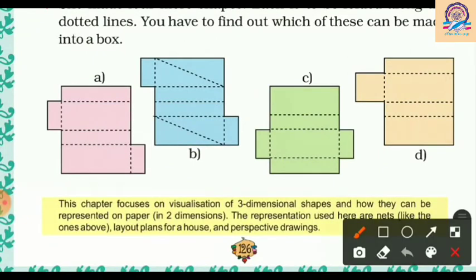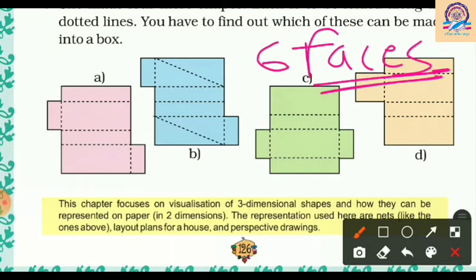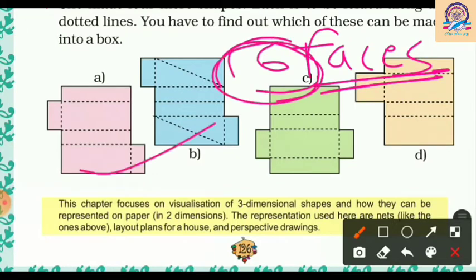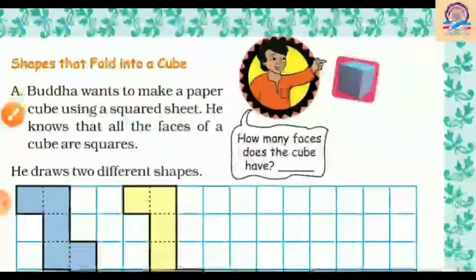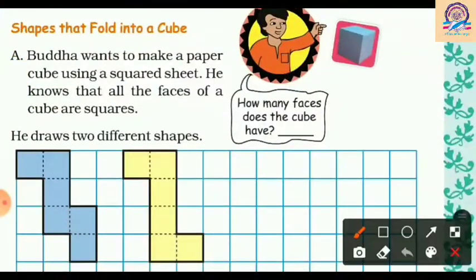Okay, children? Here we have to remember that the sweet box has 6 faces and it is in the form of a cuboid. Just remember that we have made boxes which have 6 faces and are in the form of a cuboid when it comes to three dimensions. The next topic is shapes that fold into a cube. So here you can see the cube.